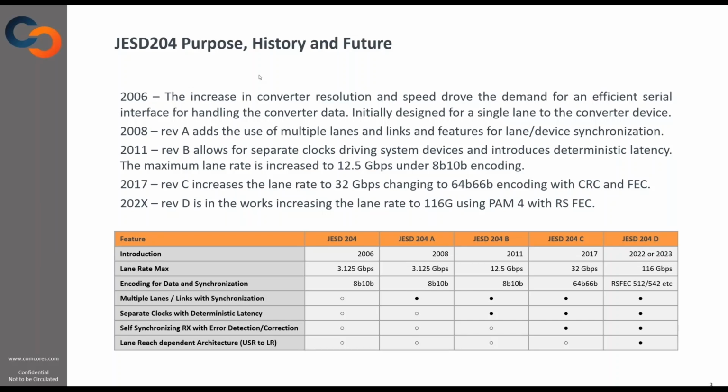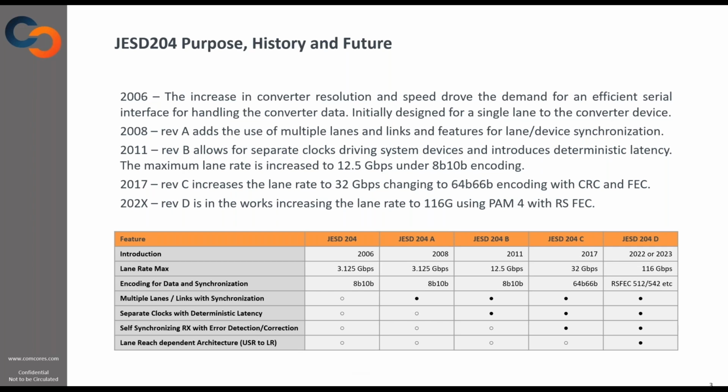So, JESD204: purpose, history, and future. It started in 2006 when the speed of the converters began to rise, and there was a need for serial access to these data converters. At that time, the speed was 3.125 gigabits per second, which was, I think, pretty fast at the time.